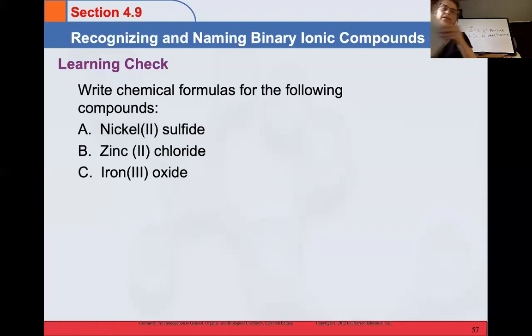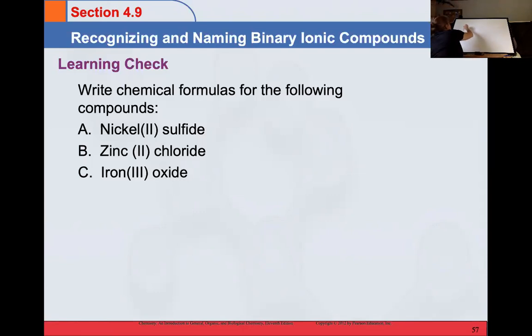Now, going the other way is actually a little bit easier because for these compounds, you've actually been given the charge for these metals. The Roman numeral tells you the charge on the nickel, the charge on the zinc, and the charge on the iron. So you can just write out the symbol with the charge and then figure out the charge on the sulfide, the chloride, or the oxide, and then write out the formula for these compounds.